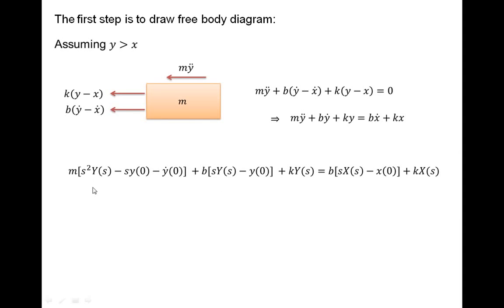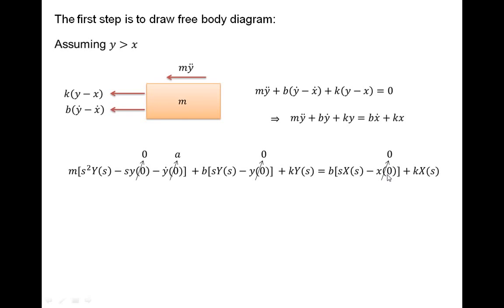I take the Laplace transform from both sides. I have m(s squared Y(s) minus s y(0) minus y dot(0)) plus b(s Y(s) minus y(0)) plus k Y(s) equal to b(s X(s) minus x(0)) plus k X(s). By assuming the initial conditions given in the problem, I have y(0) equal to 0, y dot(0) is a, and x(0) is 0. Why is x(0) 0?